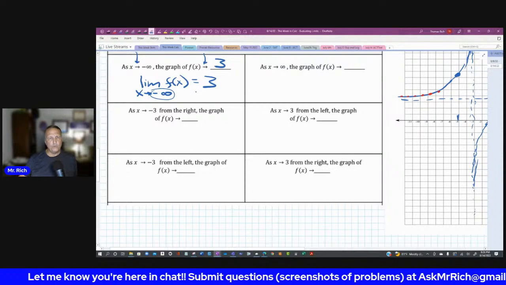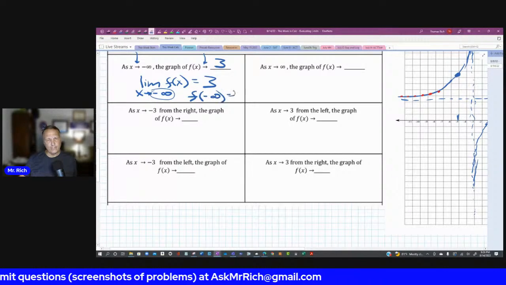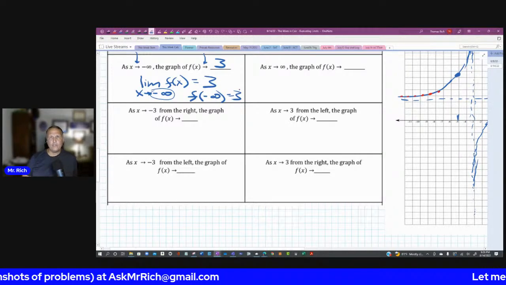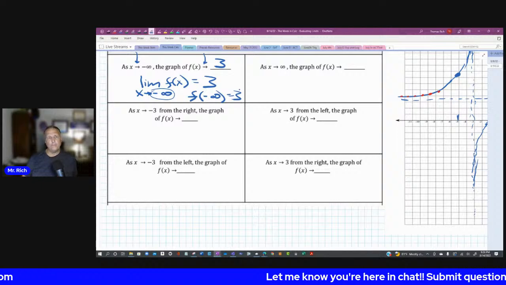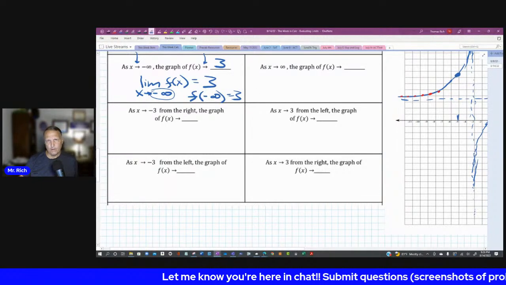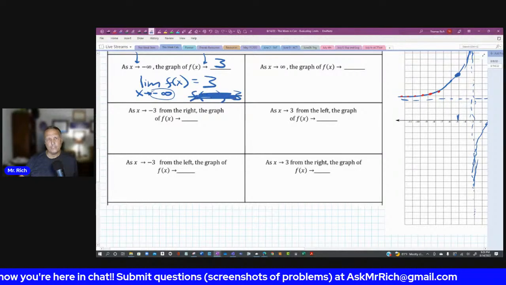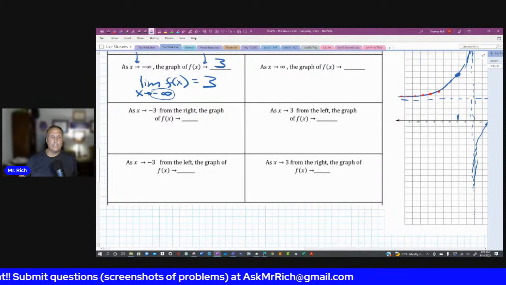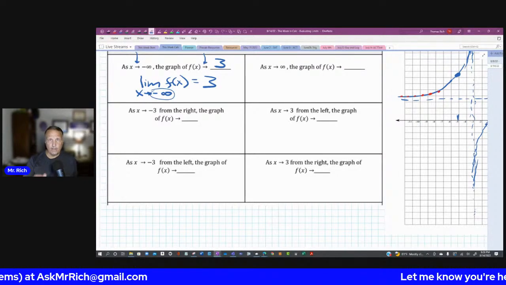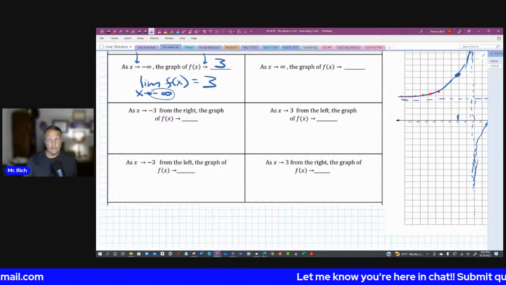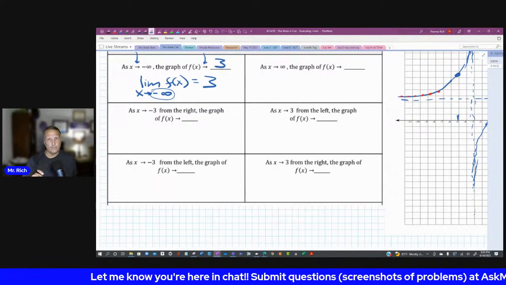Now, notice, you wouldn't want to write this. This is what we don't do. We don't say f of negative infinity is 3. That is not the way to use function notation, because we don't put negative infinity in there. We put numbers in there, and that just doesn't make sense. So instead, we say, as x approaches negative infinity, the y values approach 3. Meaning, again, the closer that my x values get to negative infinity, the further left they go, the closer they get to 3. That's what the limit is telling us.